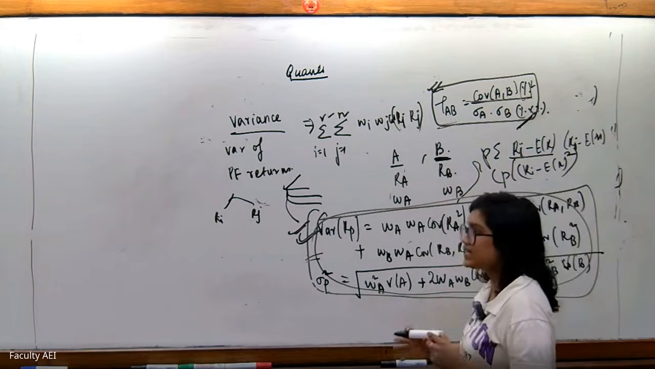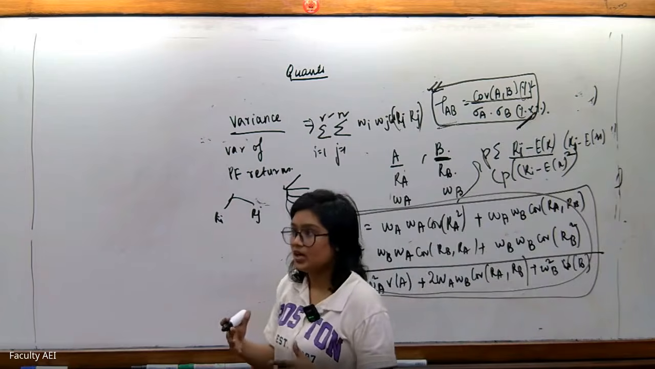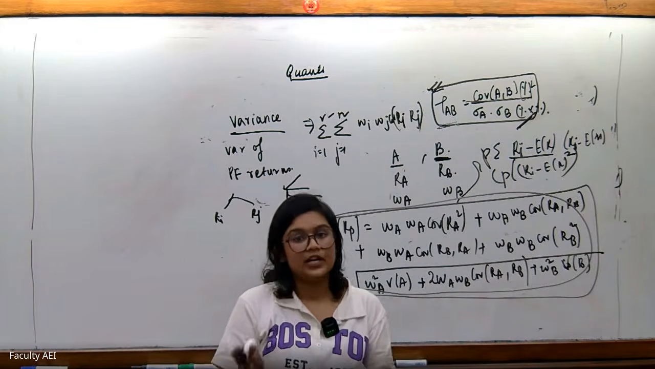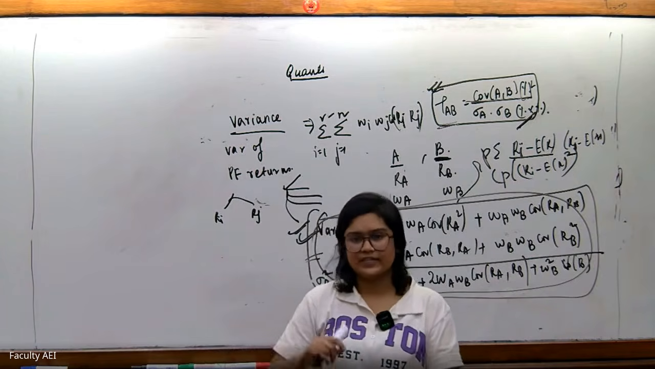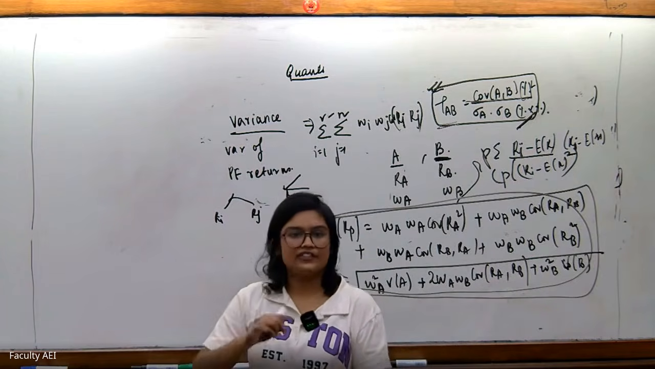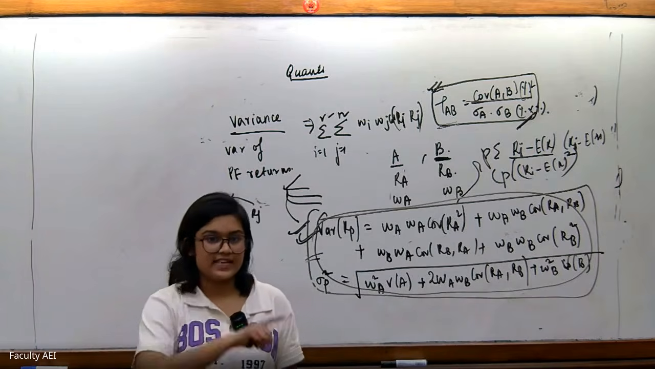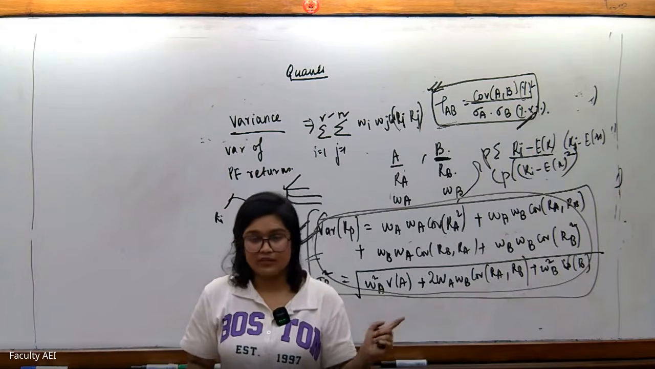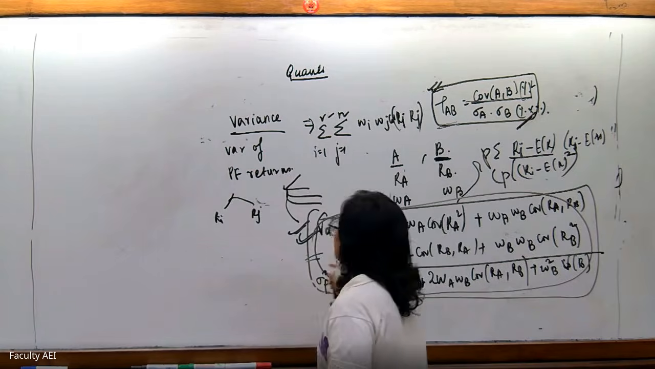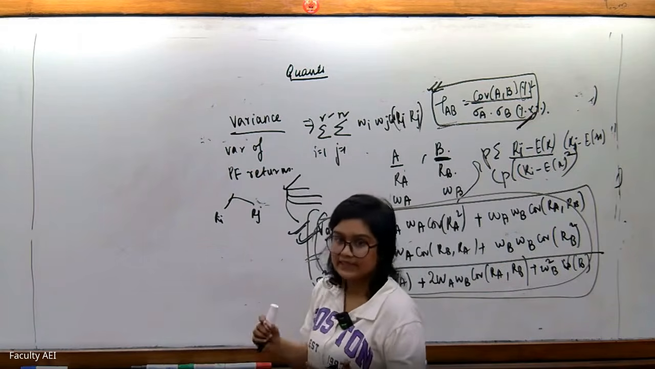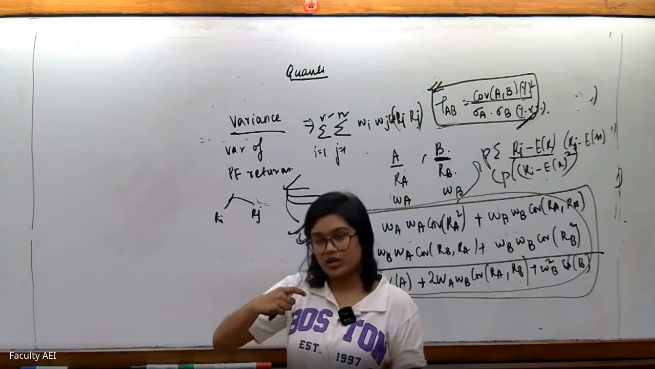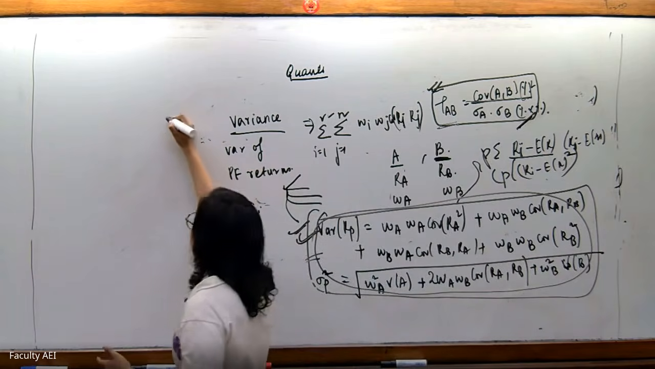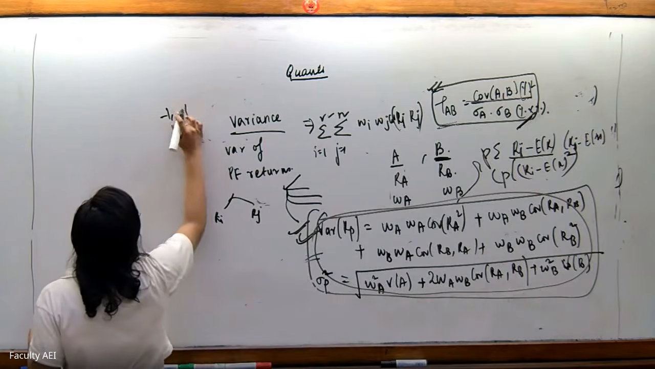Your covariance tells you whether your securities, your assets, are moving together or not. If your covariance is positive, your securities are moving together. If A is increasing, B is increasing. If A is decreasing, B is decreasing. If covariance is negative, your securities are moving in the opposite direction. But it doesn't tell you the intensity. On the other hand, correlation tells you the intensity. Correlation is always between -1 and 1.